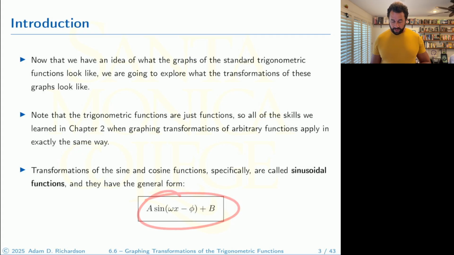Transformations of the sine and cosine functions specifically are called sinusoidal functions, and they have this general form. Sinusoidal functions are functions that have this general form right here: A times sine of omega x minus phi plus b. So those are sinusoidal functions.